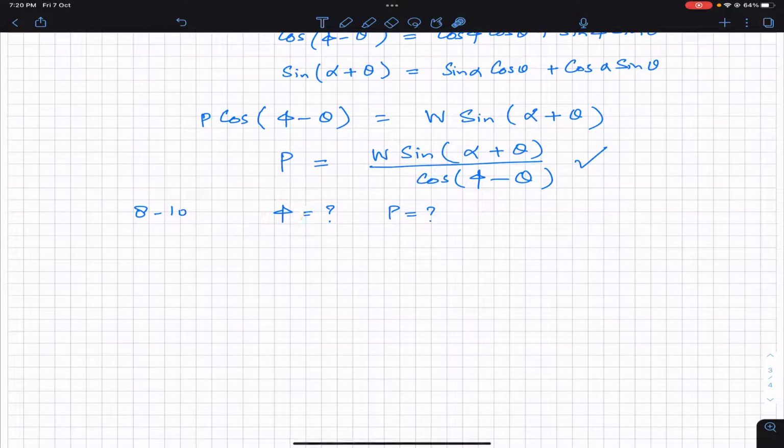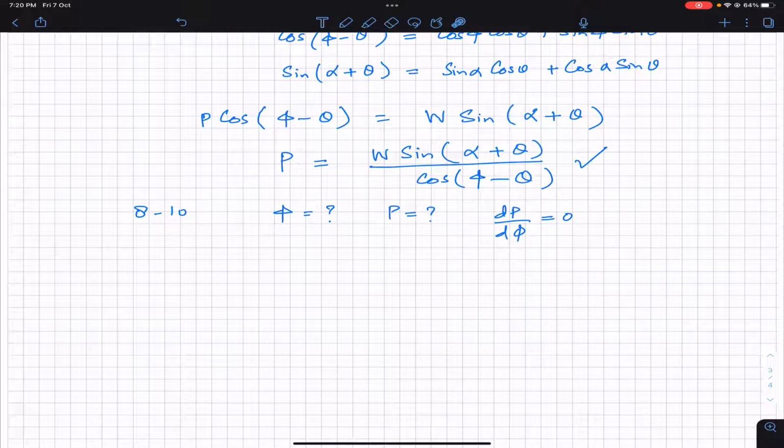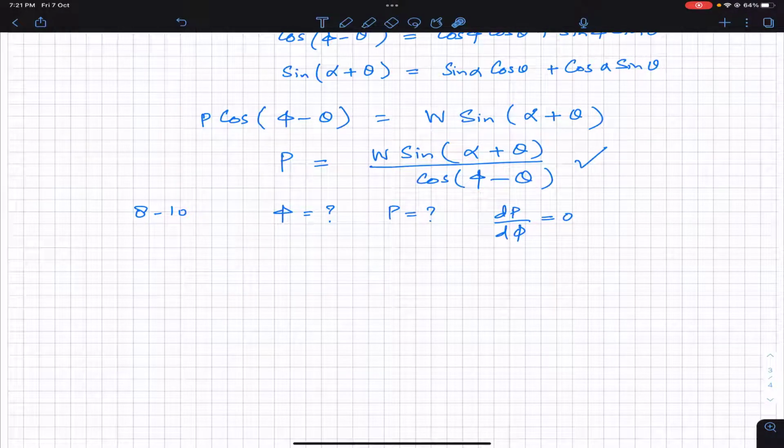So in order to have minimum P, we need to have the derivative of P with respect to φ equal to 0. This condition applies for both maximum and minimum, so we will apply this, and then we will find out the condition for the minimum value of P. So now first of all we have to take the derivative of this P equation with respect to φ. With respect to φ, this W and this sin of α plus θ are constant. Only this cos involves the angle φ.